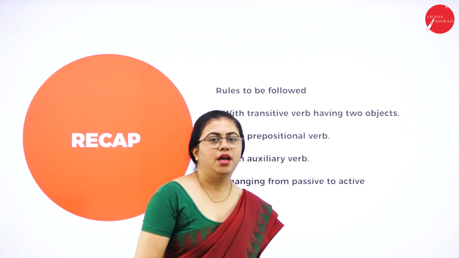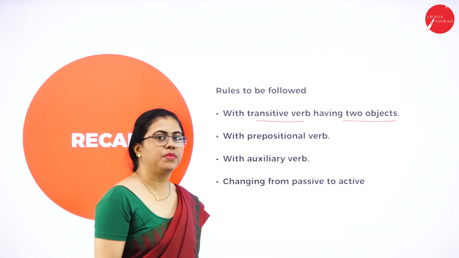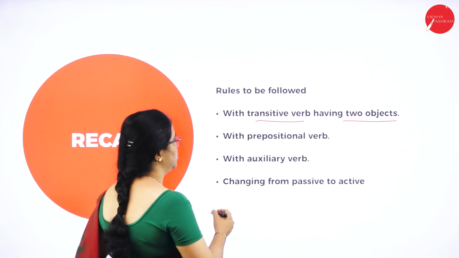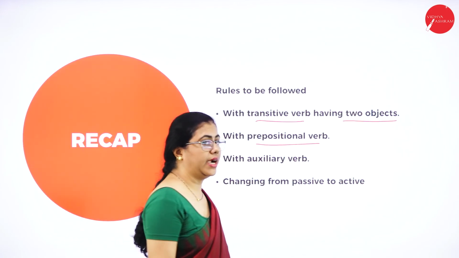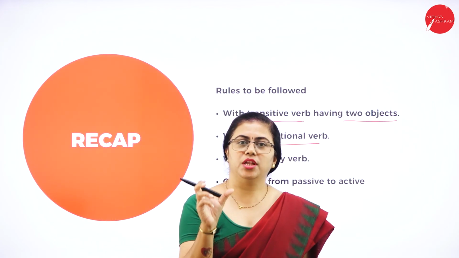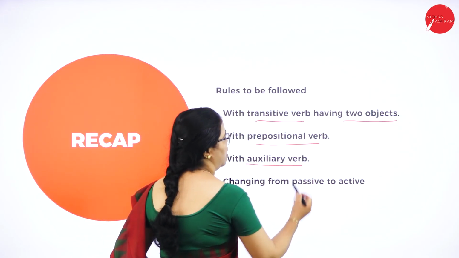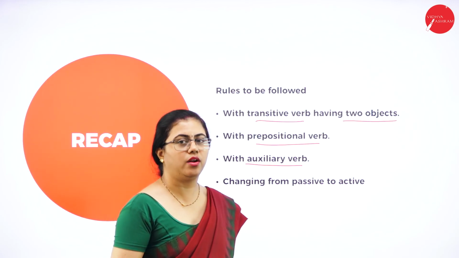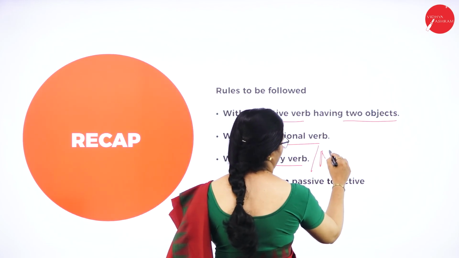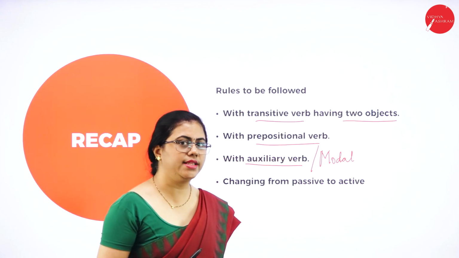We learned about the rules that have to be followed with transitive verbs having two objects, and how to change from active to passive those sentences wherein there are two objects. We also learnt about sentences which had prepositional verbs, like "laughed at" and "broken into." A prepositional verb has to be treated as one single entity. Then we also dealt with auxiliary verbs, like is, was, were, and also modal auxiliaries. Modal auxiliaries are nothing but should, shall, will, and so on.